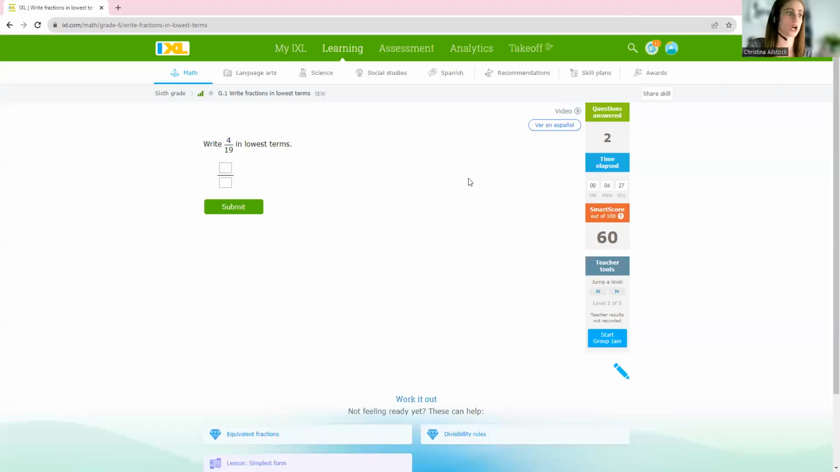All right, let's check out this problem. We have 4/19. We can look at this a couple different ways. We can use either method here. Let's go back to our repeated division method and use that as our way of trying to simplify this. So I have 4/19, and I see that they're not even numbers, so that means I cannot divide by 2. That's not an option.